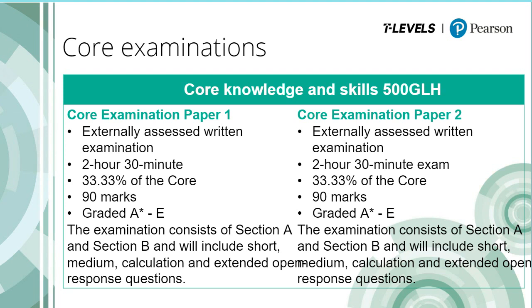So we've got the core assessments, paper 1 and paper 2. These are 4.5 hours each, worth a third of the course. They're both 90 marks each, and they're graded A to E. There's section A and section B, and there's a range of short, medium, and calculation extended response questions. And as I've said already, these need to be done at the end of the course. It's a linear course, and they must pass them to pass the course overall.